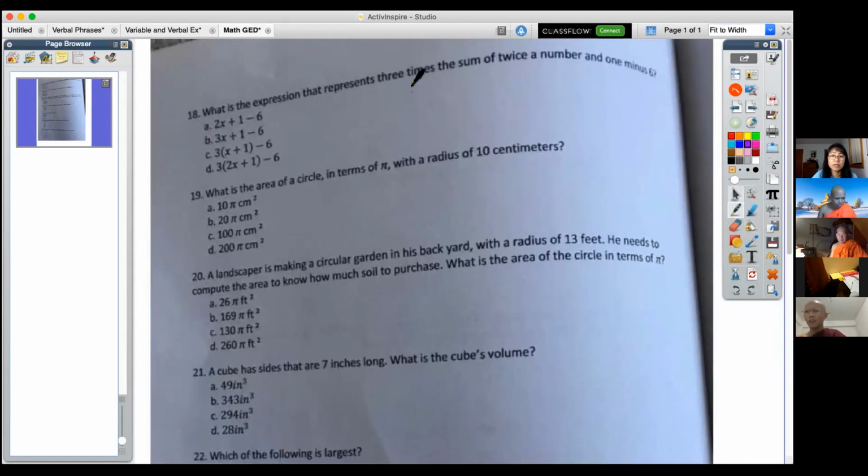So I want you to look at this one. You see the word 3 times. Okay, 3 times the sum. You see off and you see twice a number and you see everything all in one. So which one of these? 3. The last word, what? The last word I cannot see. 1 minus 6. Okay. Yeah.